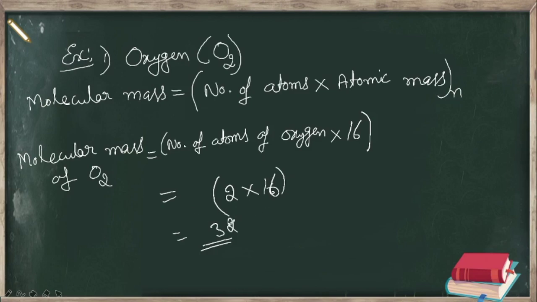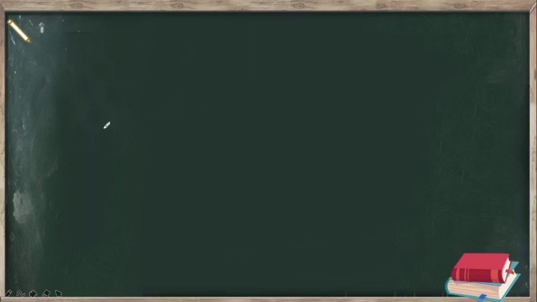And whenever we are representing any molecular mass, we will indicate it by u. This is called unified mass. Clear? Now we will take one more example to make it easier. The example is water. So our example number 2 is water. What is the molecular formula of water? This is H2O. So now we will use the same formula.